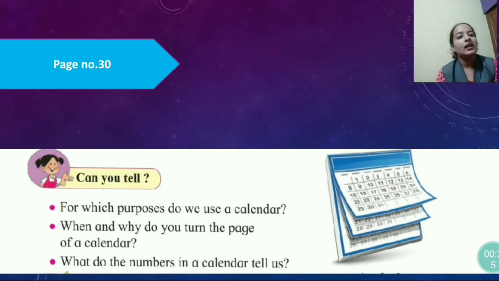Next, when and why do you turn the page of a calendar? When one month gets over, when all the days of a month are completed, we change the page to start with the new month. Then the last question, what do the numbers in a calendar tell us? The numbers which are given in the calendar tell us the number of days in that particular month.